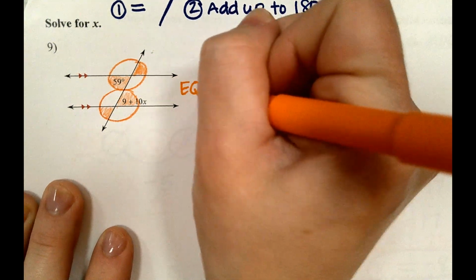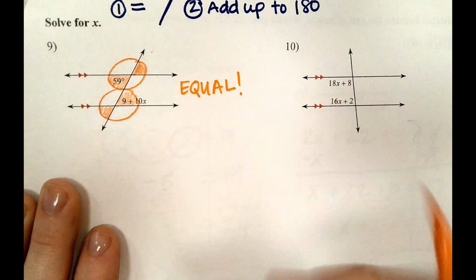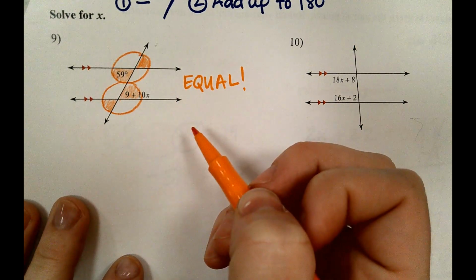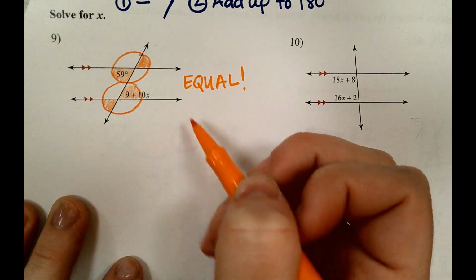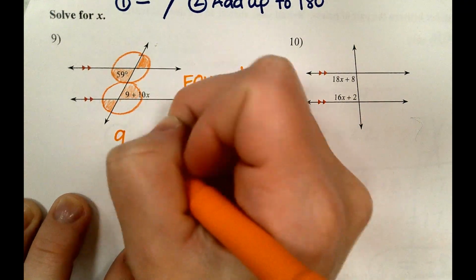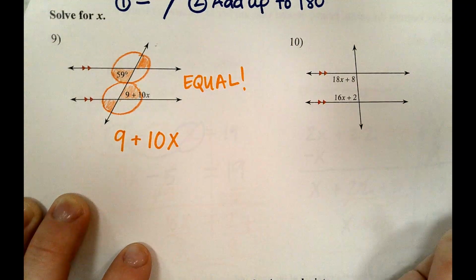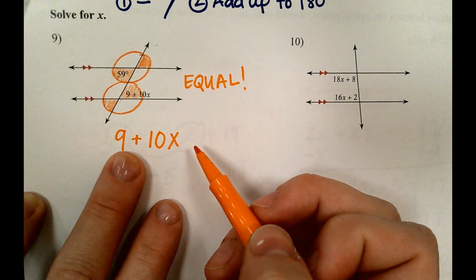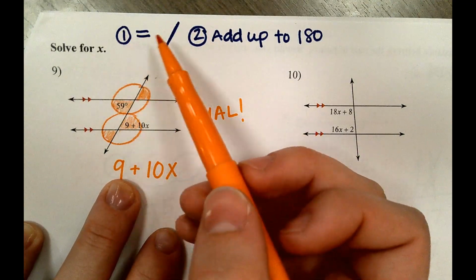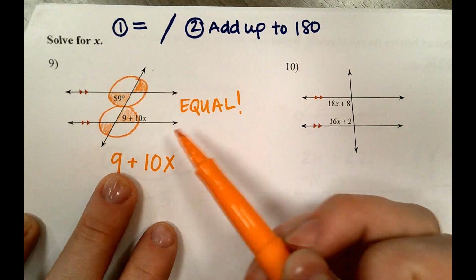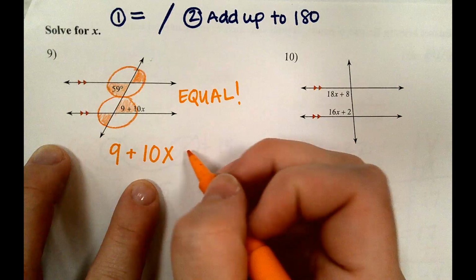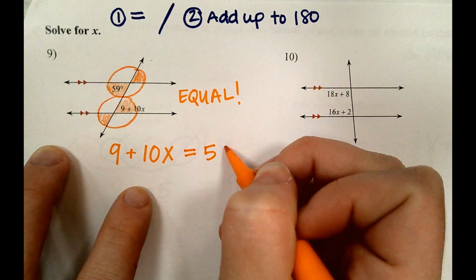So I know these are equal. With that in mind, what equation could I write? Minus an X. Plus 59. So did we decide they're equal to each other or do they add up to 180? Equal. Yes, good. Okay, so we have 9 plus 10x equal to 59. No 180 needed.